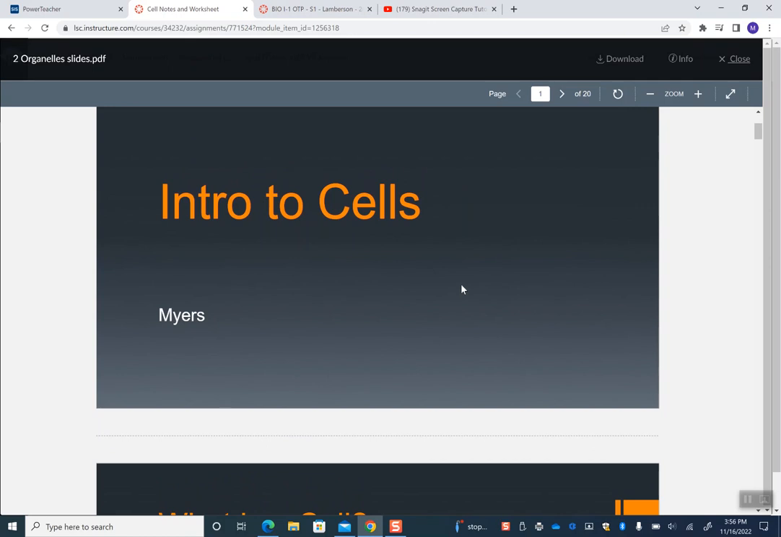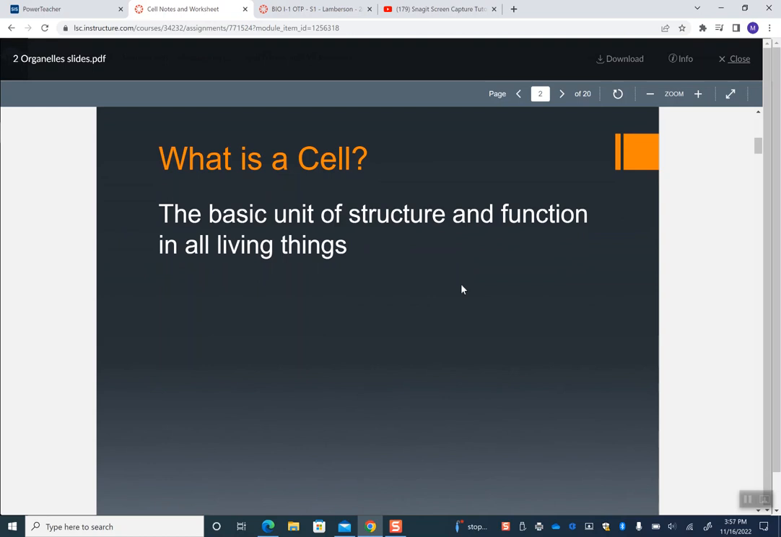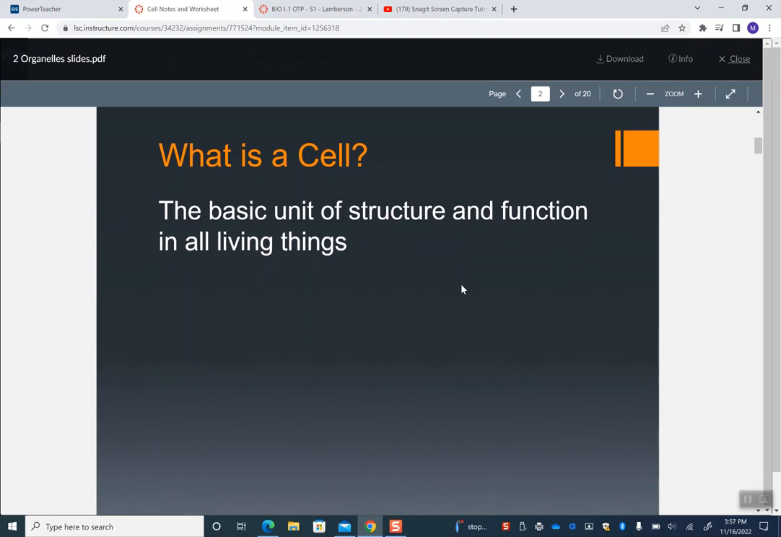So intro to cells. Our next unit that we're going to be focusing on for the next few classes is cells. So we first need to define, what is a cell? Well, if you think back to the beginning of the year, you'll remember that cells were one of the 7 characteristics of life. So if something is alive, it has to have cells. And that's because a cell is the basic unit of structure and function in all living things. So if you think of a brick house, right, it's made up of lots of bricks put together. And that's kind of what we are, except we're just made of a lot of cells put together.